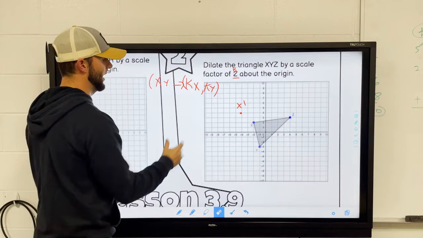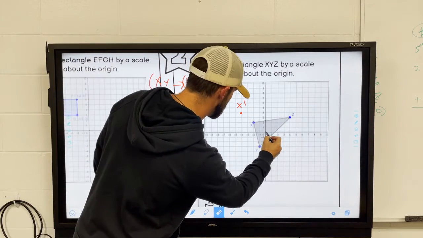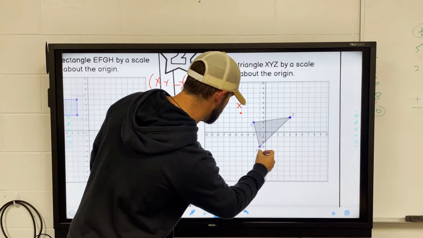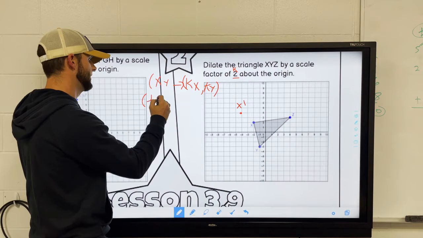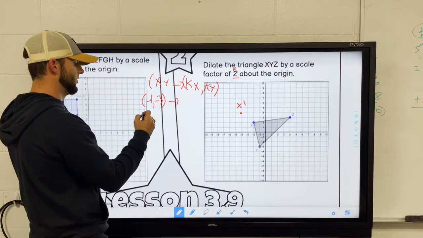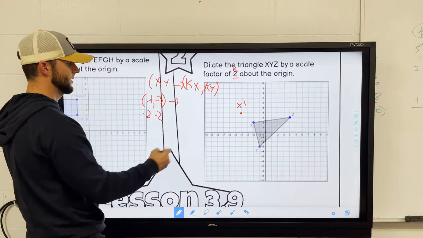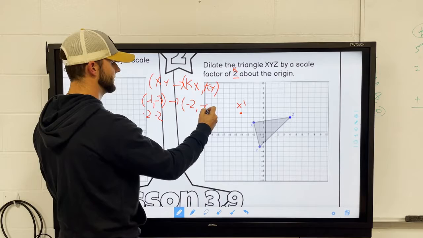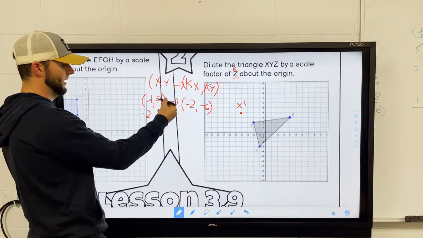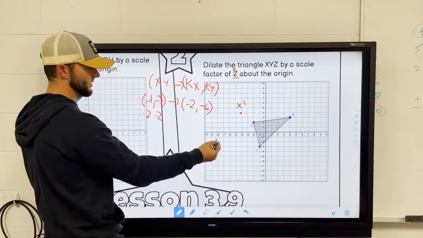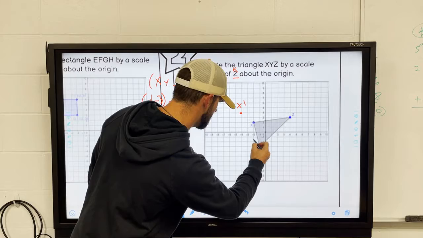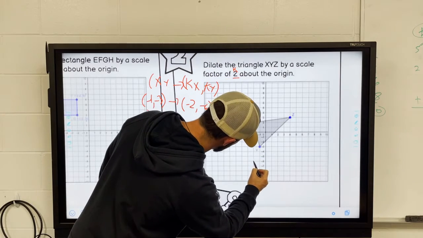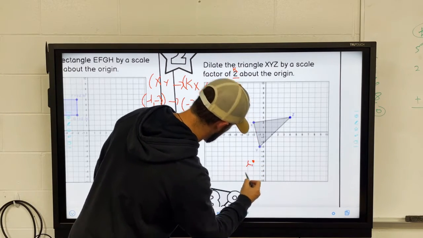So let's go ahead and do y. It looks like y is sitting at (-1, -3). Again, I'm going to multiply times 2 on both of those. So I should get (-2, -6), because -1 times 2 and -3 times 2 is -2, -6. So I'm going to go over 2 and I'm going to go down 4, 5, and 6. This is going to be y prime.